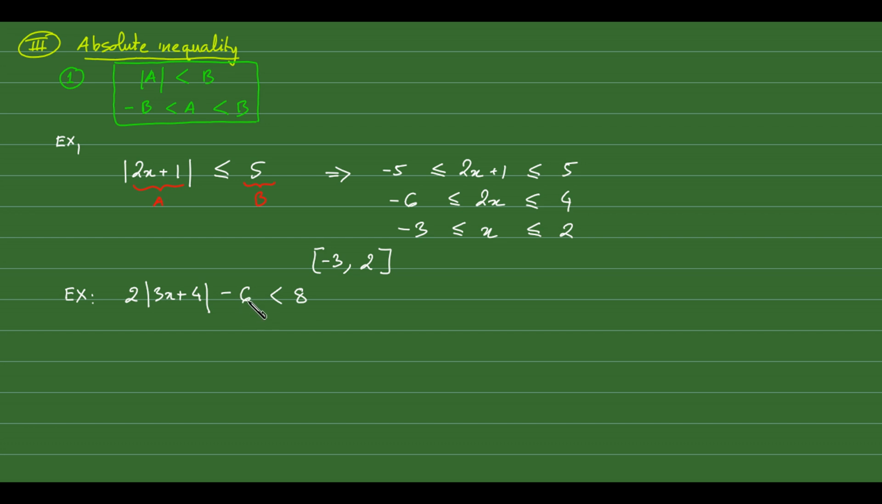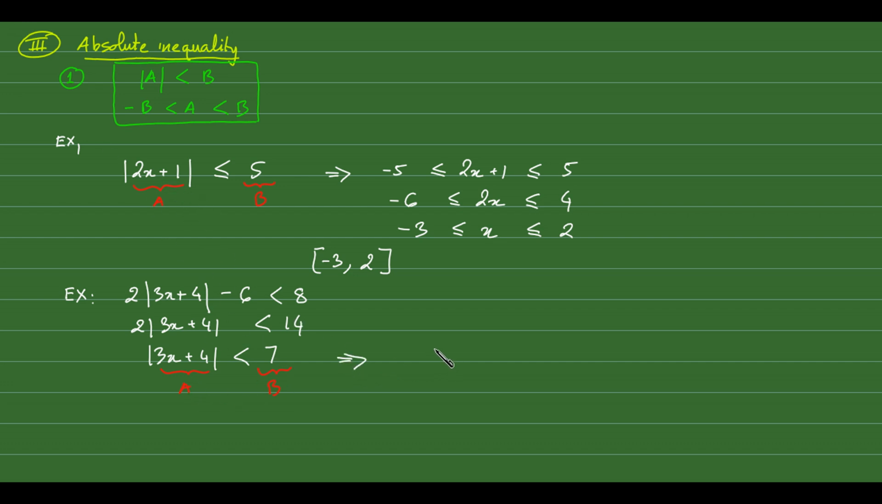So I'm going to get rid of the negative 6 first. I'm going to keep the 2 for the time being. Don't get rid of the number 2 first. Get rid of the further one first. So it will be less than or equal to 14. Now we have to get rid of the number 2 by dividing both sides by 2. So you have absolute of 3x plus 4 less than 7. And now you see that everything is in the form already. This is your A, and this is your B. Now we can apply the formula.